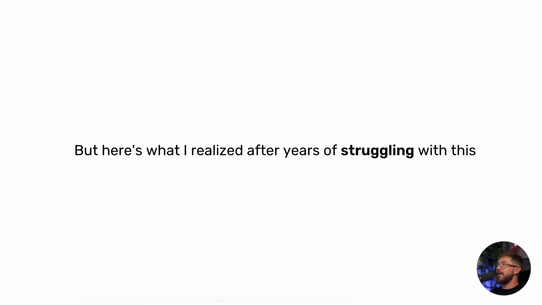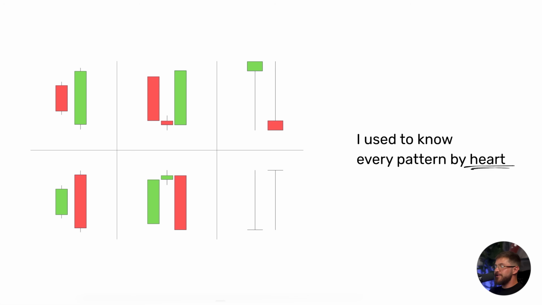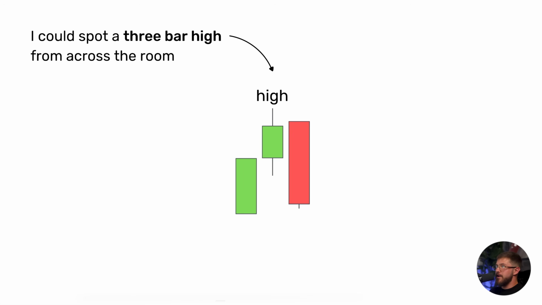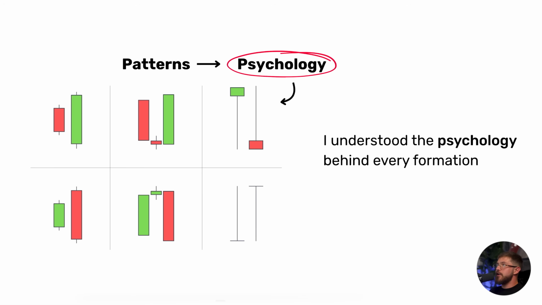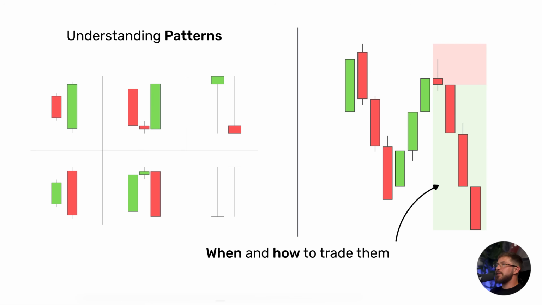But here's what I realized after years of struggling as a trader, and this might surprise you. Having all this knowledge doesn't automatically mean that you're going to be able to make money as a trader. I used to know every single pattern by heart. I could spot a 3-bar pattern from across the room. I understood the psychology behind every formation, but I was still losing money consistently, and that is because there's a massive gap between understanding patterns and knowing exactly when and how to trade them.